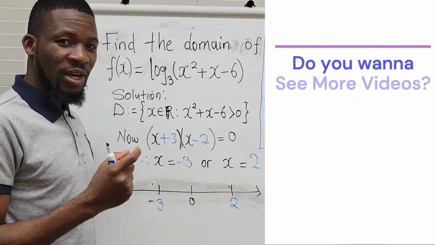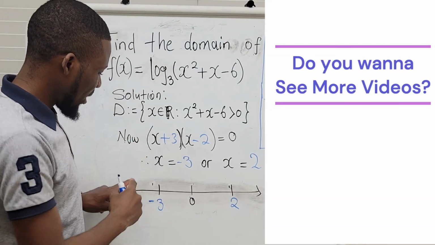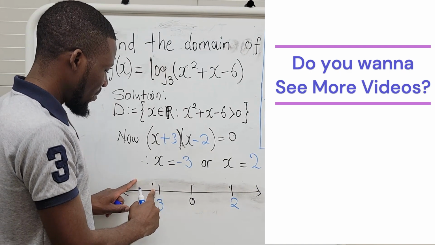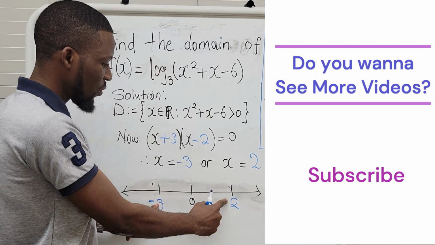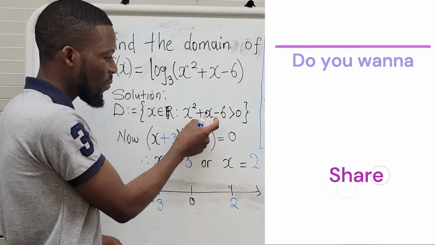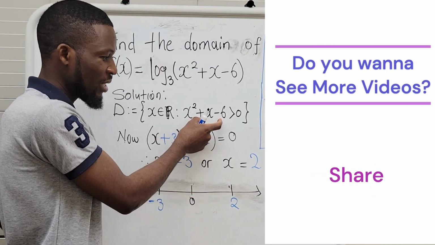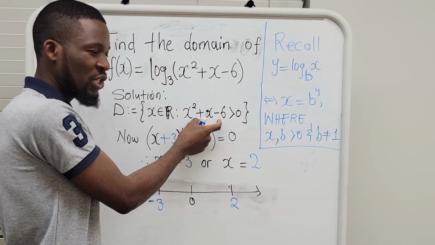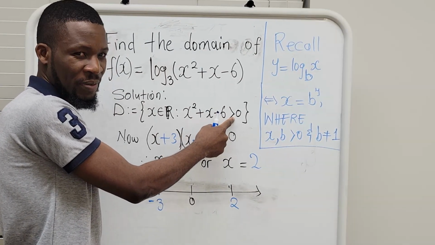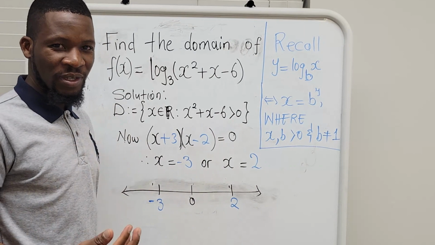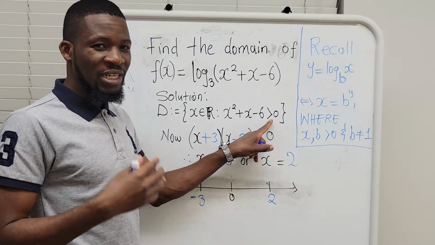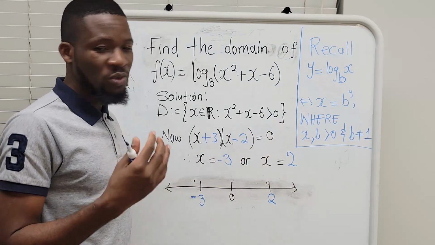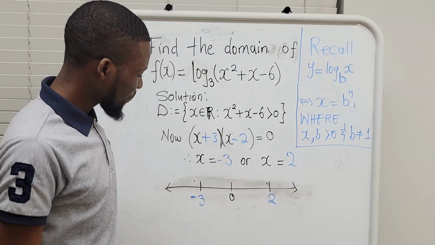The question that I'm going to ask myself is, if I pick a value either after negative 3, or between negative 3 and 2, or after 2, and I put it in this expression, is this expression still going to be greater than 0? If it is greater than 0, then that is part of the solution. But if the expression is less than 0, then we are going to discard that part.